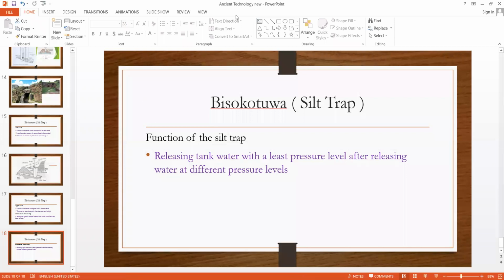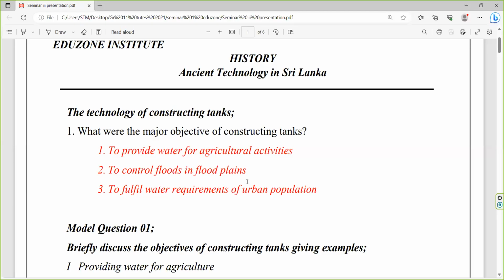And once again, we'll go to that question and discuss the answer. When writing answers, I told you exactly that you have to write the topic. Now, what is the question? Briefly discuss the objectives of constructing tanks, giving examples. Now, you have to write 3 objectives. See, I have written providing water for agriculture. When you write this topic, you are given 1 mark. What is the total marks allocated for this question? 6. Now, how can you get these 6 marks?